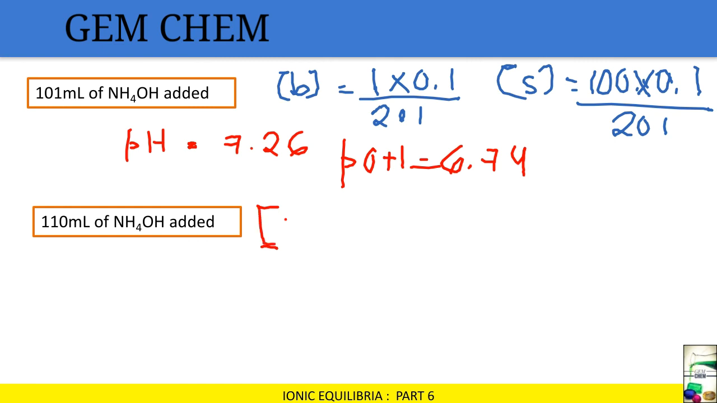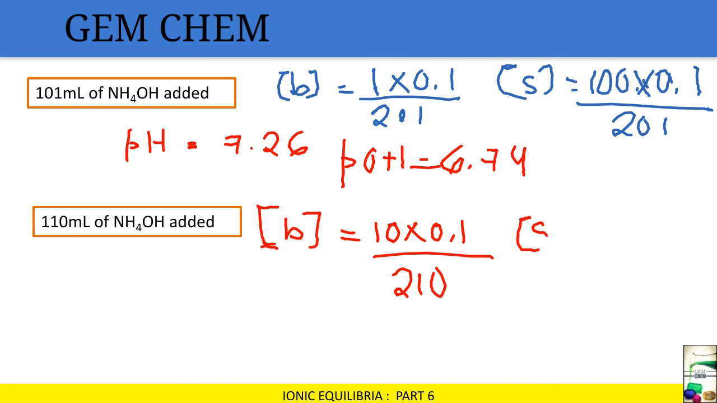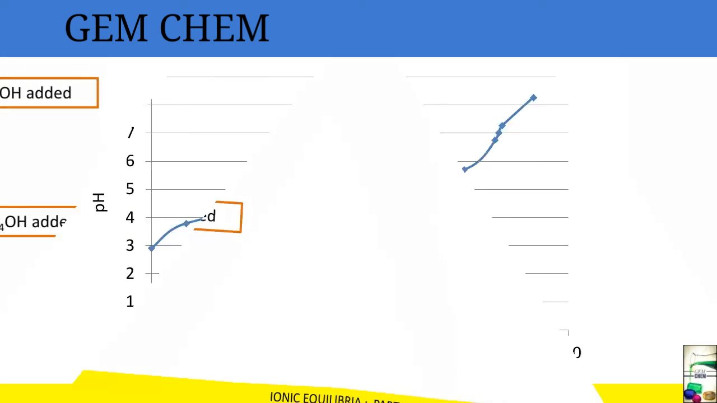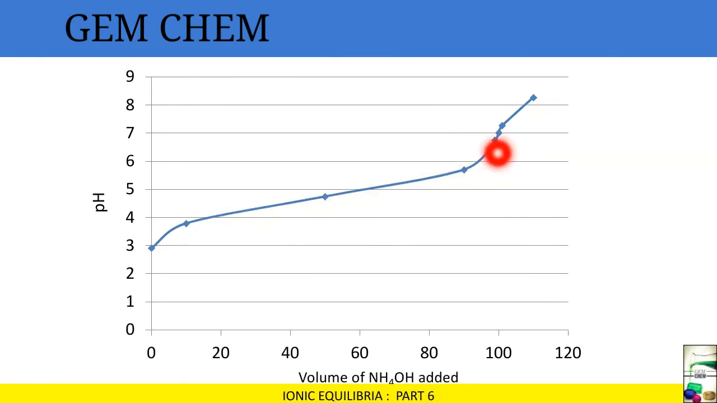Now in this case, base excess present is 10 ml into 0.1 divided by 110, and the salt present is 100 ml into 0.1 divided by the total concentration 210, and pOH is obtained as 5.74. pH is obtained as 8.26. Now if we plot these things in the graph, we see a gradual increase in the pH, and there is no steep increase, right? There is no sharp increase. There is a gradual increase throughout the neutralization.